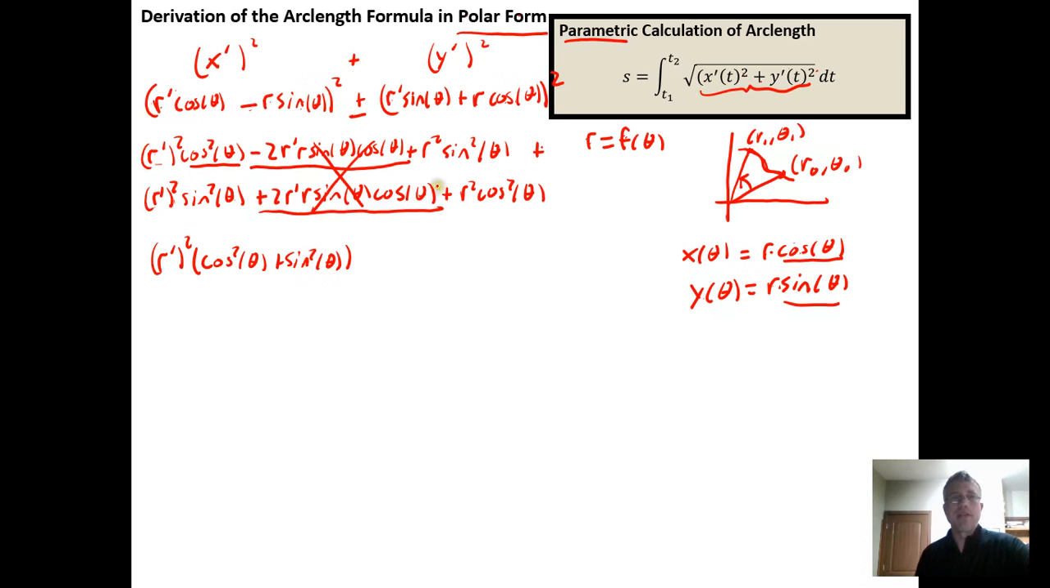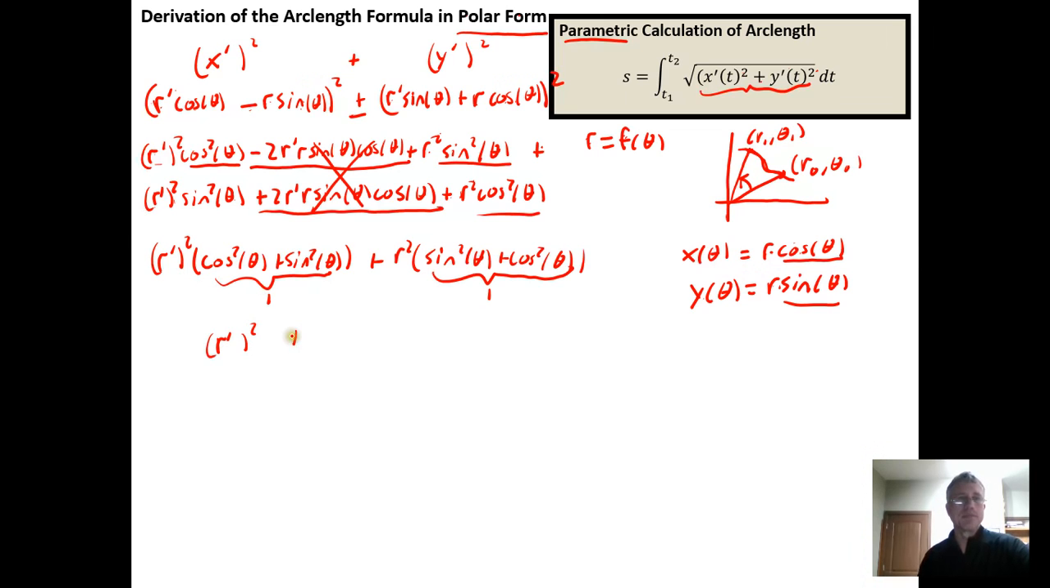And then here we have a plus and a plus, but the r squared term shows up in both of them, so we can factor the r squared off, which will leave us with sine squared plus cosine squared. And then those are just our Pythagorean identities, so we know that this is equal to 1, and this by the Pythagorean identity is equal to 1, so we get r prime squared times 1 is just r prime squared plus r squared times 1 is just r squared. So this is what gets to go underneath the radical sign.